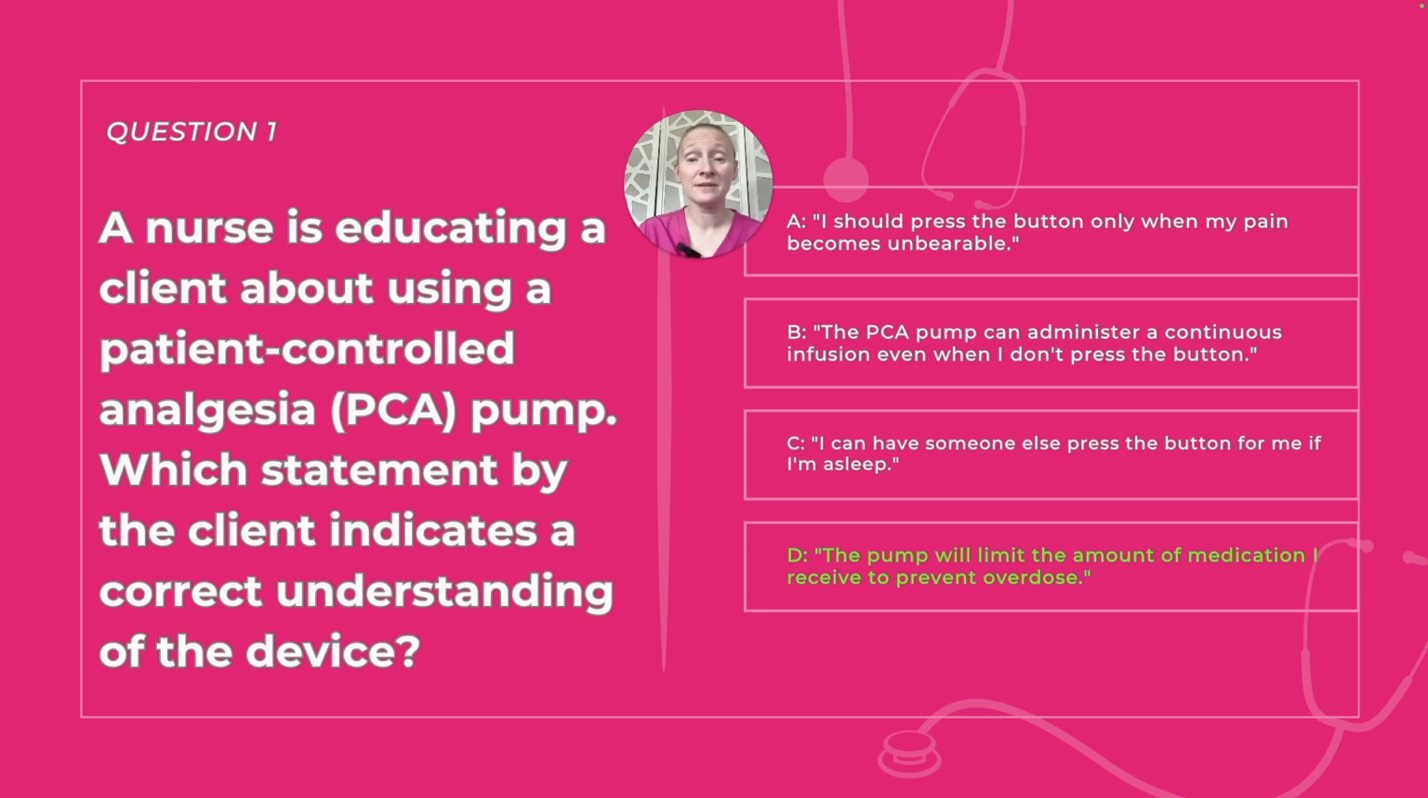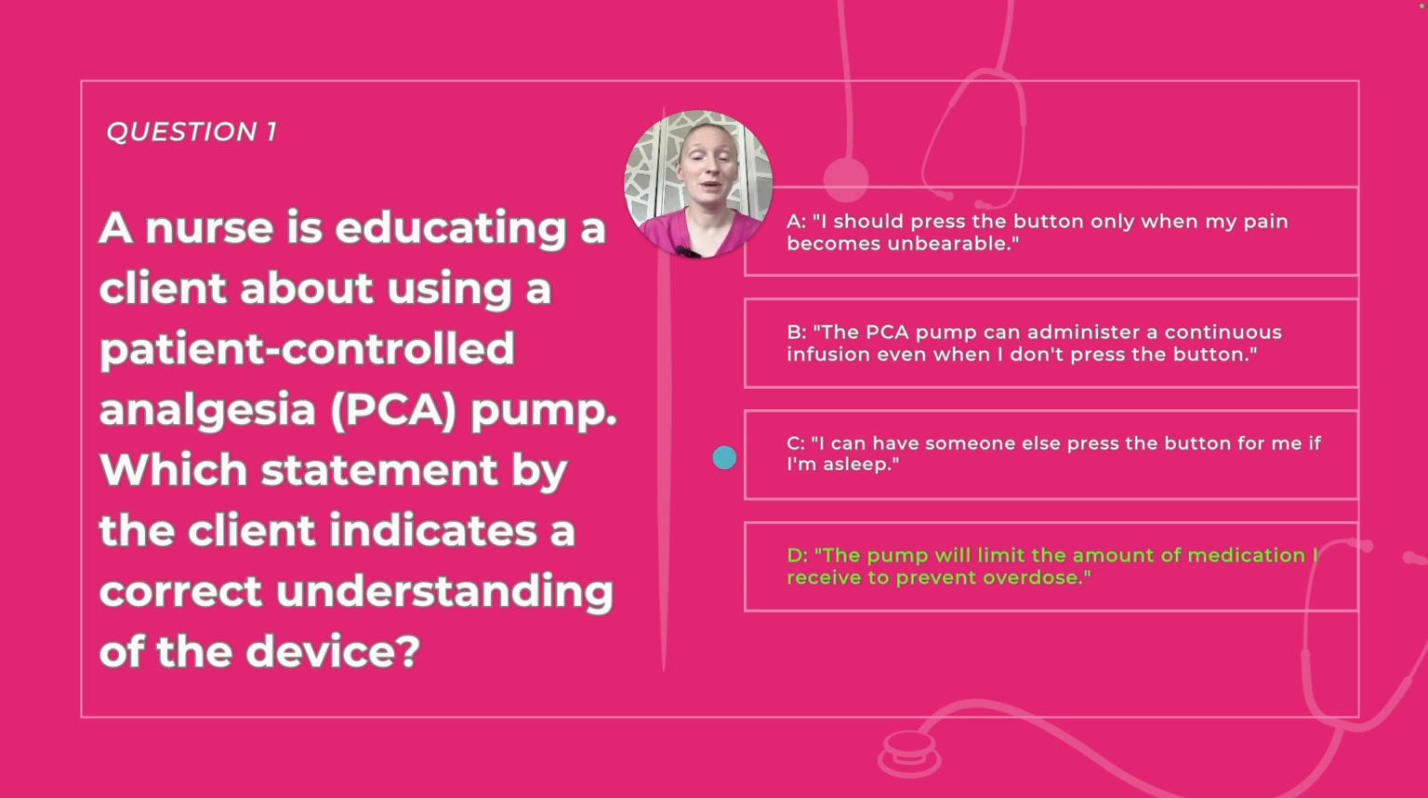A is incorrect because we do not want them to wait until the pain becomes unbearable. Pain is easier to manage when we can prevent it versus try to get it back under control. B is incorrect because the PCA pump does not administer continuously. It only administers a bolus, so a one-time dose, when they click the button.